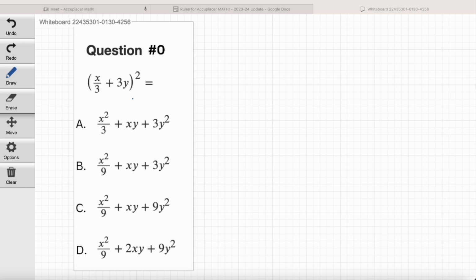But I want you to read question number 0 for us, Bree, and we'll solve this one together. x over 3 plus 3y, to the power of 2, equals something, right? So this is an equivalent expression question, right? This expression here in the question equals one of the answer choices.